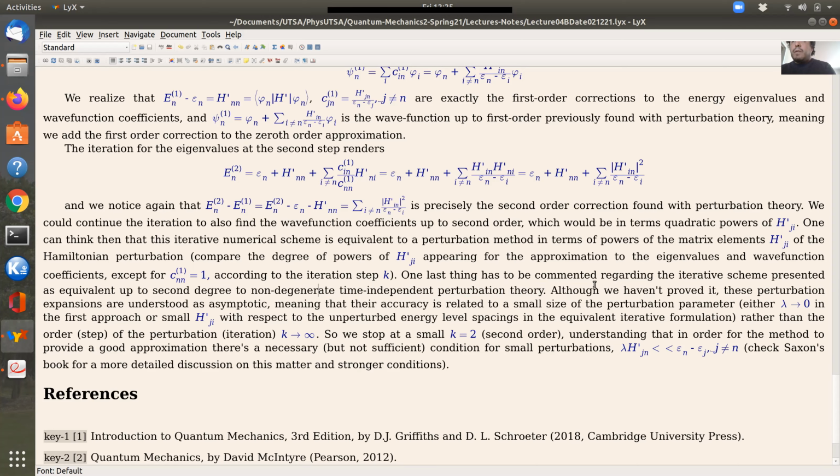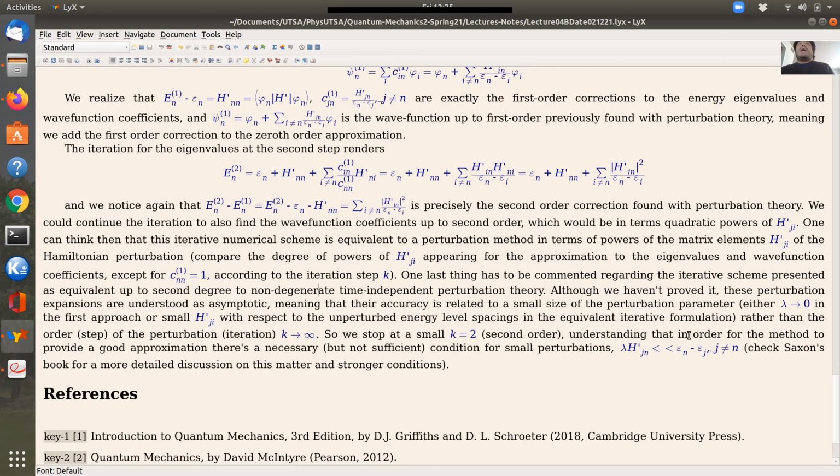And we haven't proved it, but perturbation methods have some concepts that are beyond the scope of the course at this point. When you do a perturbative expansion, it's understood as asymptotic. And the fact that it's asymptotic is a tricky concept to explain. Again, it's beyond the course and is usually, I guess you could say, grad school level. But the way I'm going to briefly explain asymptotic is that the accuracy is related to a small size of the perturbation rather than making the order go to infinity.